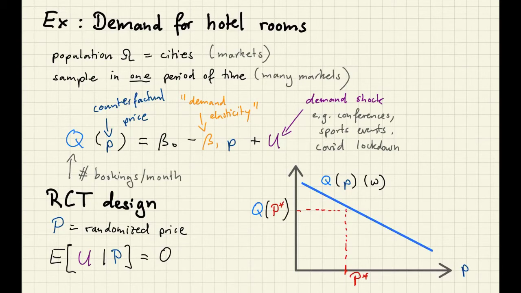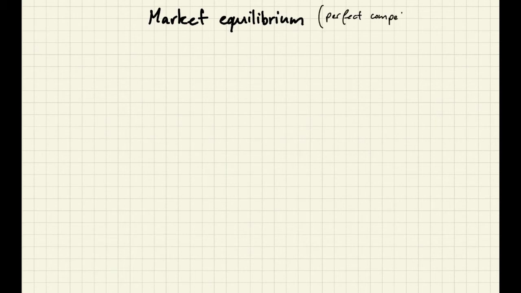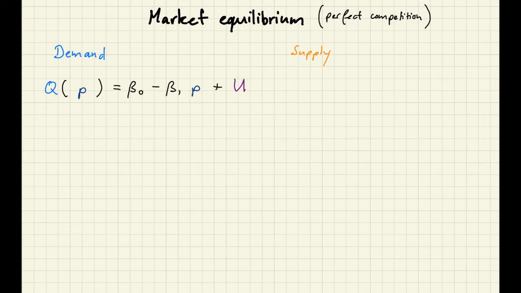How is the market price determined? It is determined by market equilibrium. And we'll assume perfect competition. The market consists of a demand side and a supply side. The behavior of the demand side is determined by our demand curve. The behavior of the supply side is determined by a supply curve.